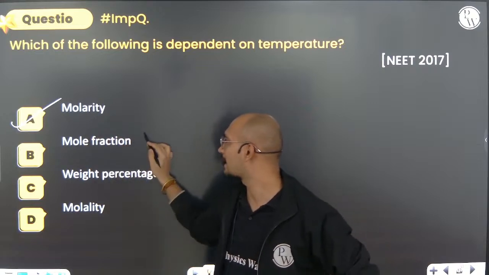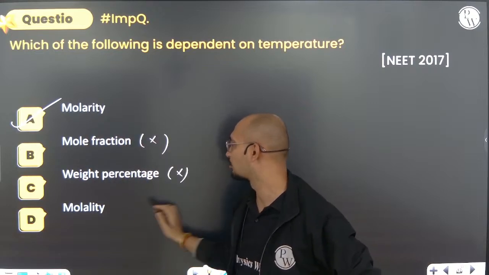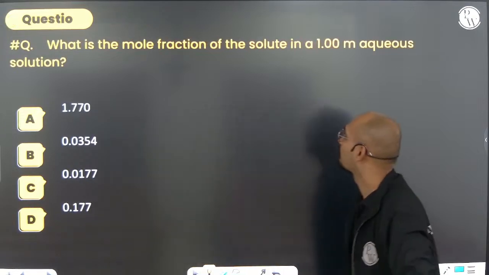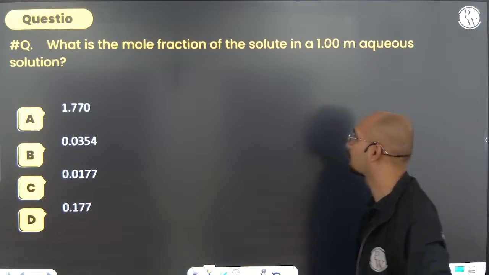Molarity only. Mole fraction? No. Weight percentage? No, because there is no volume. Molality? No, because there is no volume. Next, what is the mole fraction of the solute in 1 molar aqueous solution?